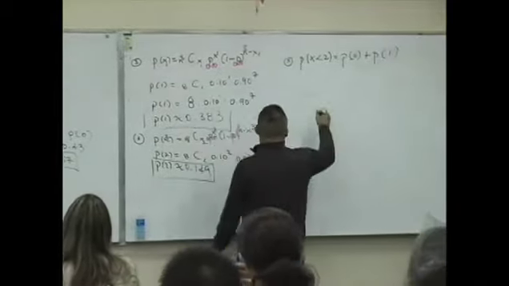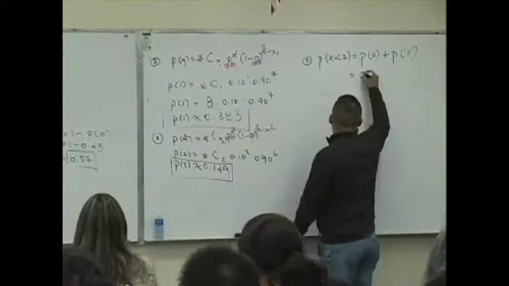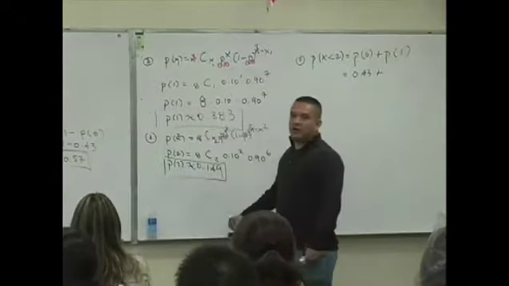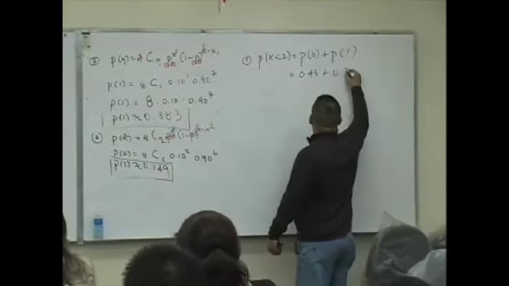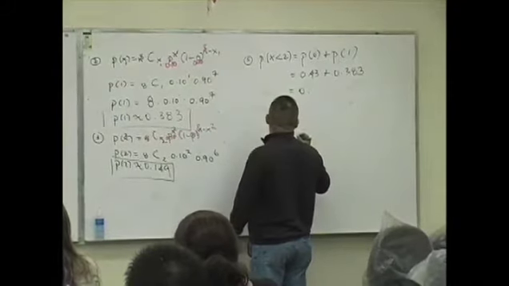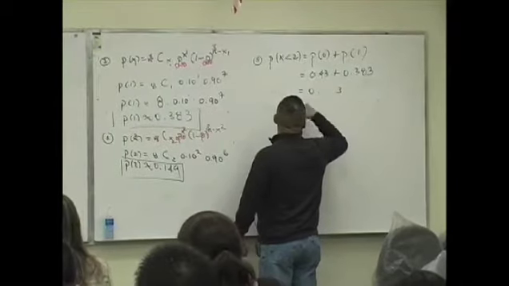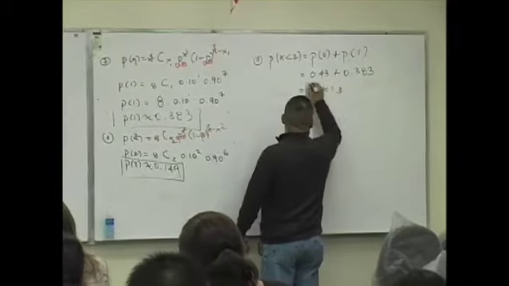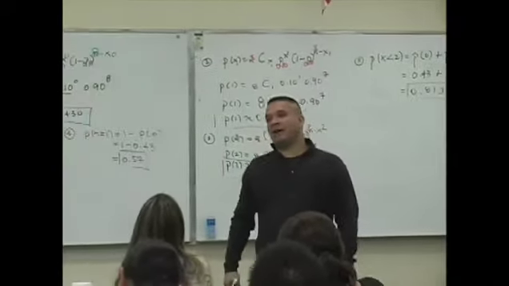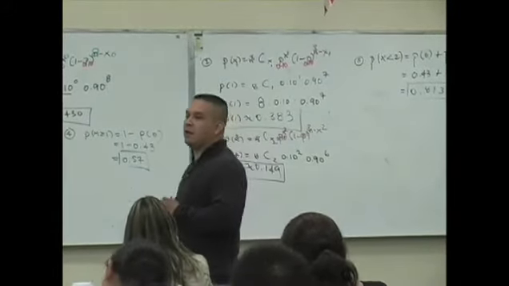So if I know P of 0, hey, guess what I do? Where is it? 0.43. If I know P of 1, guess what I do? Where is it? 0.383. What do I do with these values? Good. What do you get as the final answer? Point what? 0.813? So the probability that I will select less than 2, well, if I select 8 students, the probability that less than 2 is left-handed is 0.813.